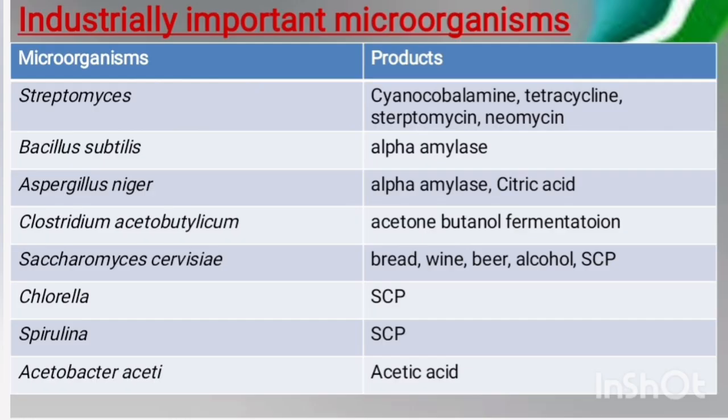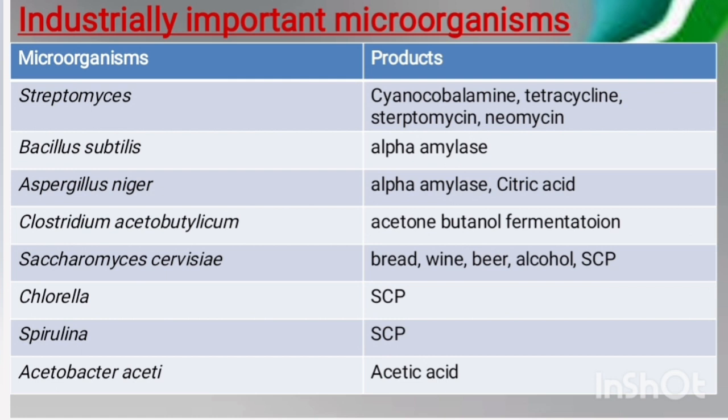Here some of the industrially important microorganisms and their products are given. Streptomyces is an important microorganism in the industry. It is used for the production of cyanocobalamin, tetracycline, streptomycin, and neomycin. Cyanocobalamin is a vitamin, and the others, tetracycline, streptomycin, and neomycin, are antibiotics.